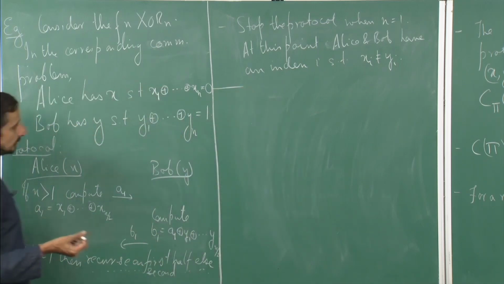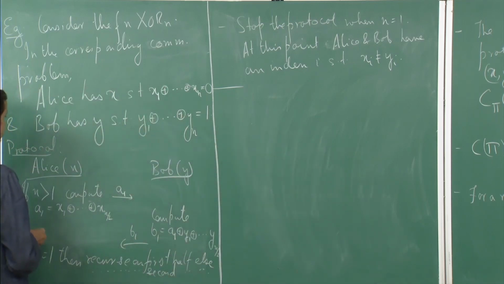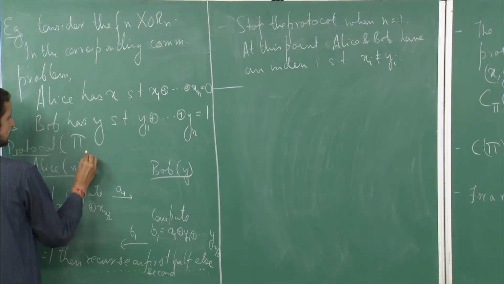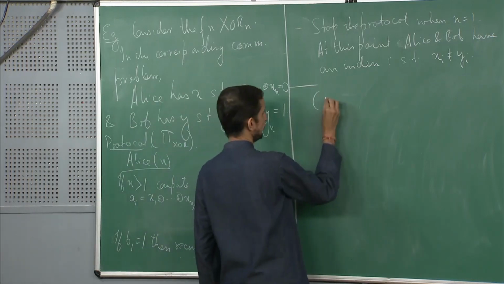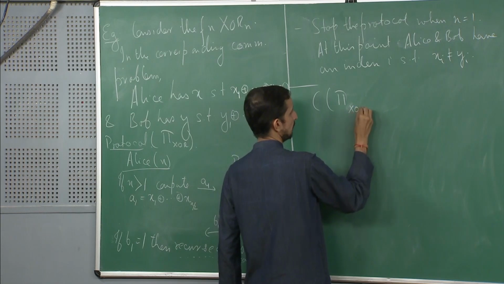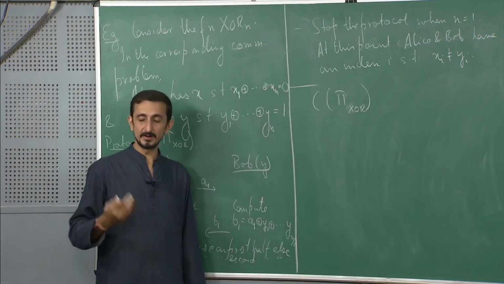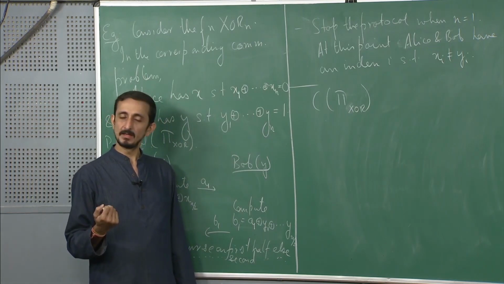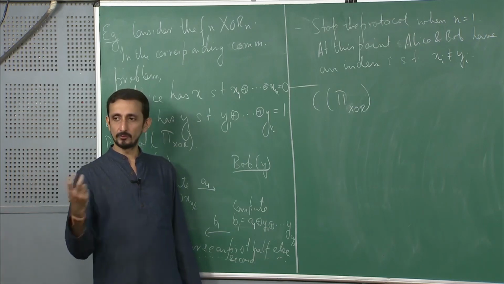So what is the communication complexity of this protocol? Suppose let's give this a name. Let's call this pi ZOR. So the communication complexity of pi ZOR is how much? How many rounds would there be? There is ceiling of log n rounds, and in each round we communicate 2 bits.